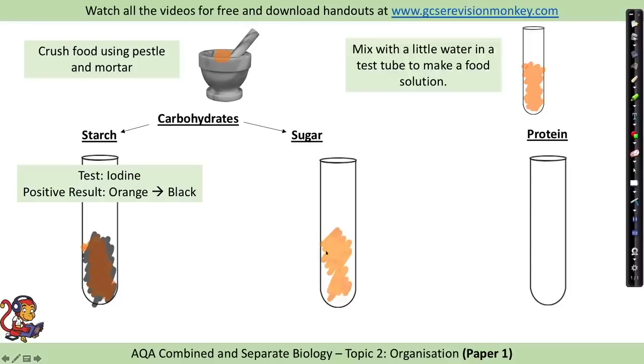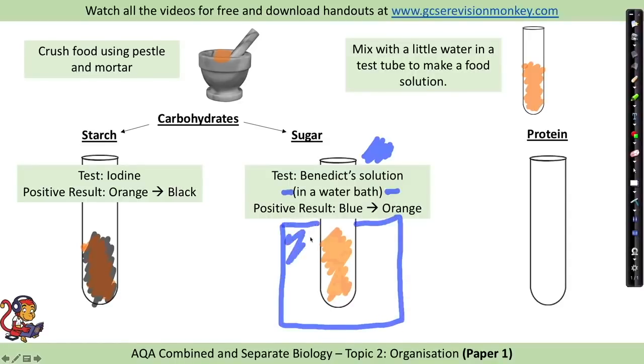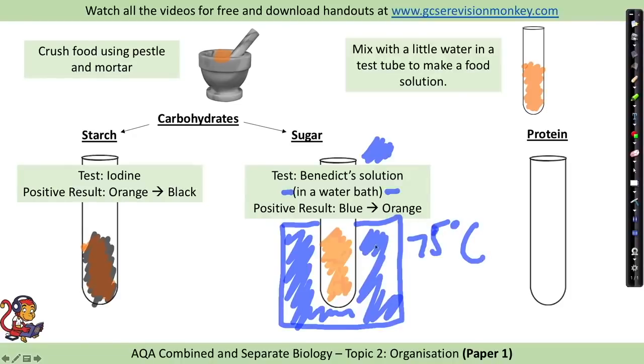So to test for sugar, we'd put some of our food solution inside a test tube, and we would add Benedict's solution. Benedict's solution is blue, but importantly we also have to put this in a water bath. You could either heat it up and try and maintain the temperature, or you could use an electronic water bath, and it needs to be around 75 degrees C, so quite a hot water bath. And a positive result, if we put our Benedict's inside and heat it up in the water bath, would be a change from blue to orange.